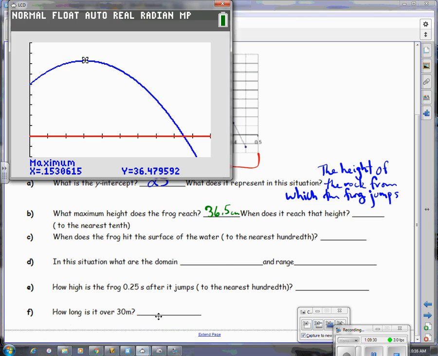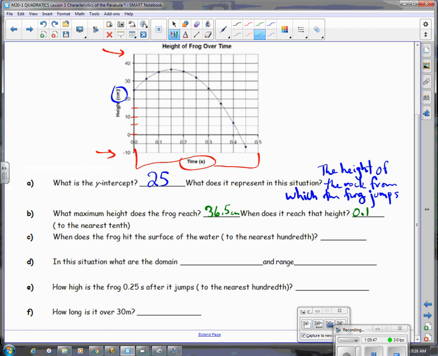When does it reach that height? Well, that's what that x value tells us. And I think we should be more precise than the nearest tenth. I think for when it reaches that height, we should probably use 2 decimal places. So let's call it 0.15 seconds, or even 3 decimals if you want. So 0.15 seconds, right? So that's that calc max. And remember, what does it represent? Okay, so don't just use the trace button and try to trace to that nearest place. Use the calc feature on the calculator. All right, when does the frog hit the surface of the water?